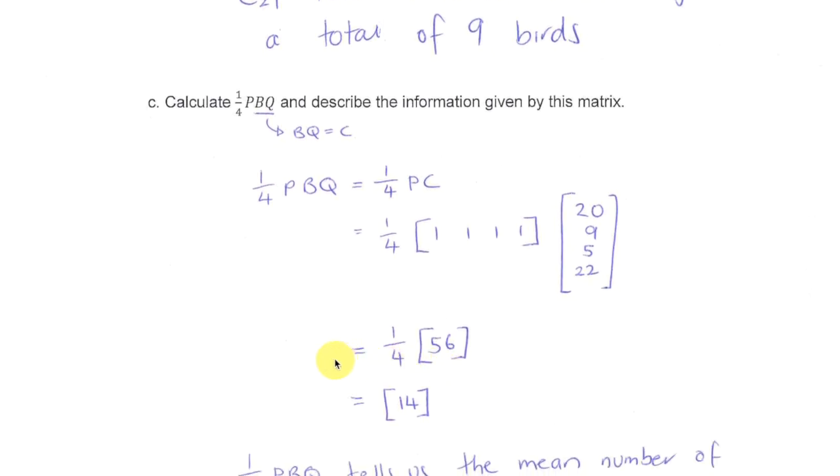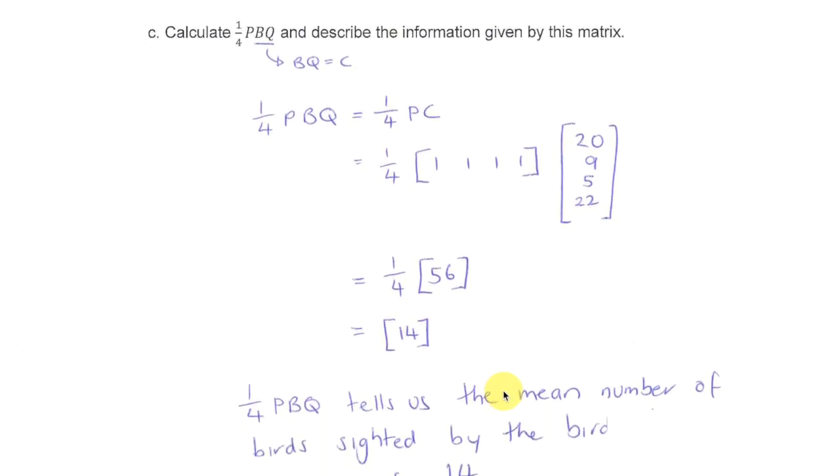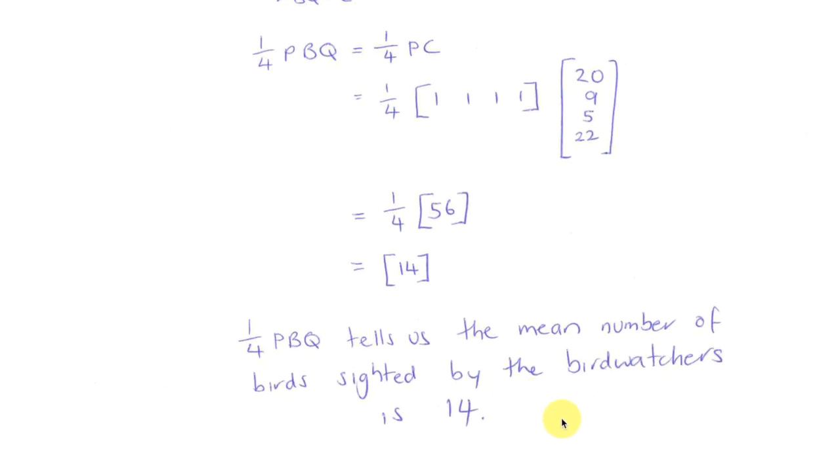So just showing that matrix multiplication, if we add that column together, we'll get 56. So in total, there have been 56 club sightings. And then we multiply it by a quarter to give us 14. So on average, each member has seen a bird on 14 occasions. And that's summarised there.